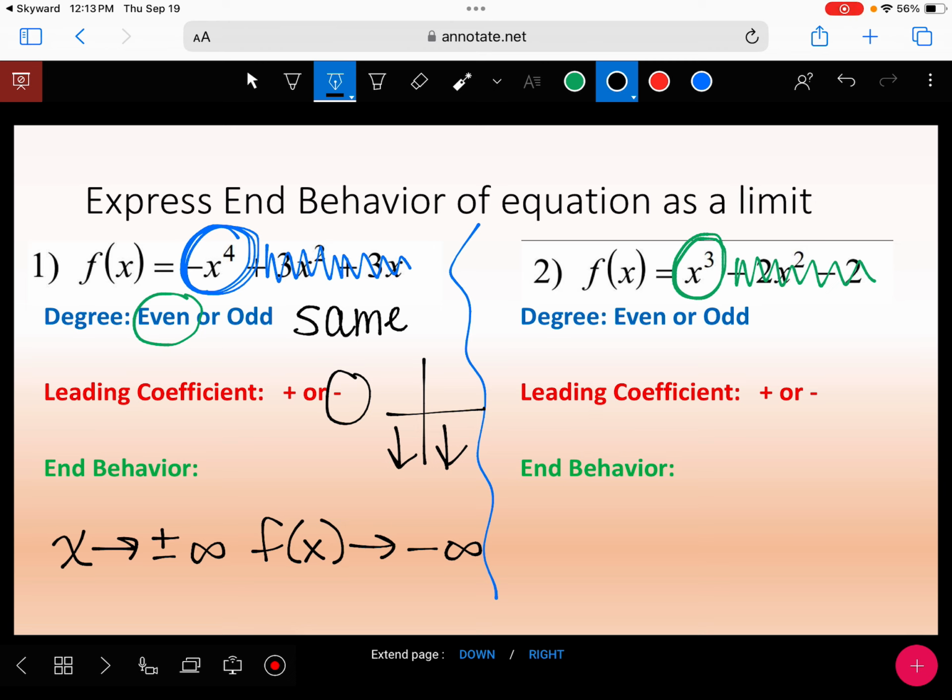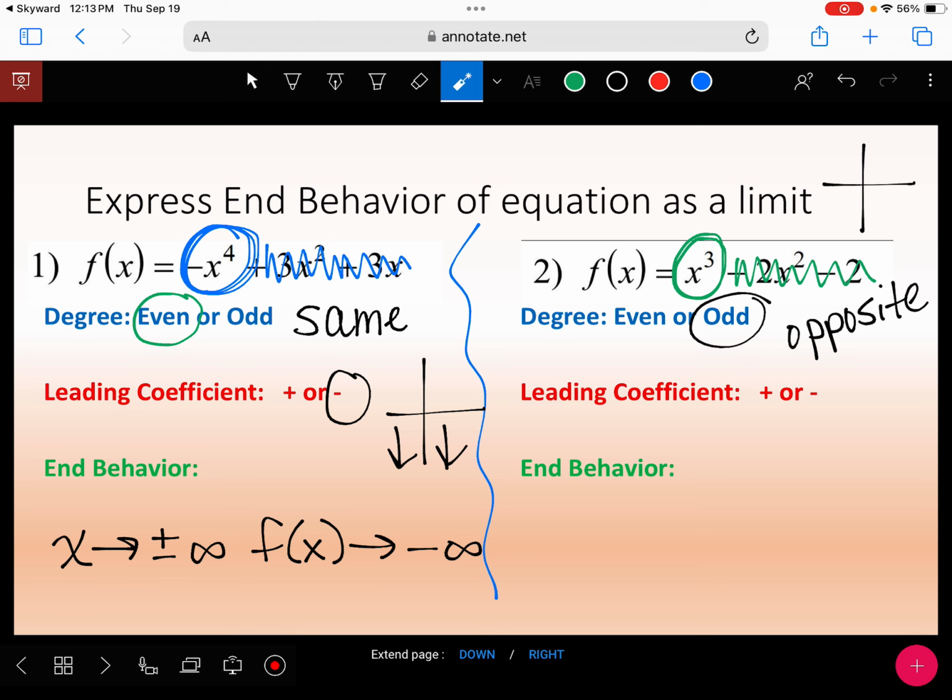Let's look at number 2. You should only do the same, only if it's the same. Right. So for number 2, 3 is an odd number, which means that the arrows will be opposite. I think only the odd ones are kind of complicated, so I always like to make a little sketch. So is this x cubed positive or negative?